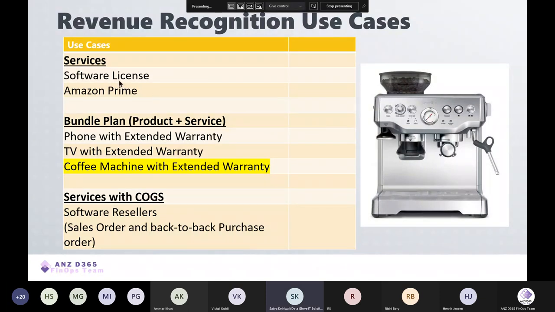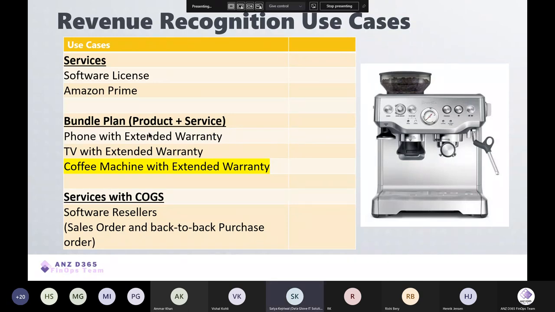Right, so a very simple scenario will be services, a company selling services like a software license, right? Or Netflix or Amazon kind of companies who are selling the yearly subscription, and they charge you upfront and amortize it for the whole year. That's the basic example of this module, right?